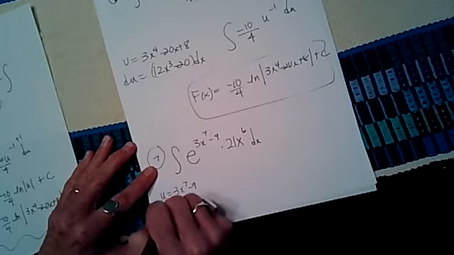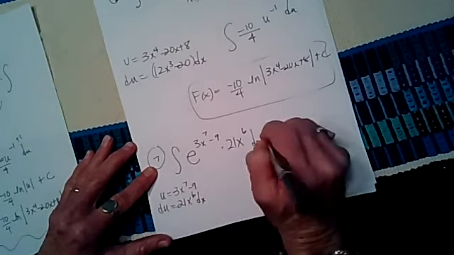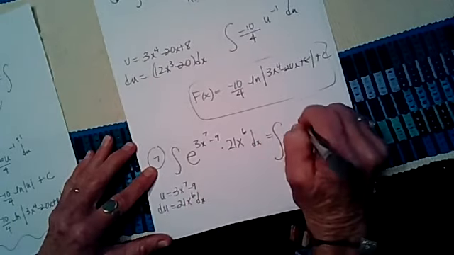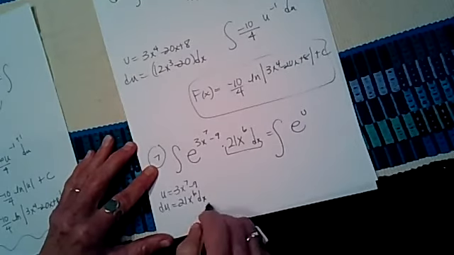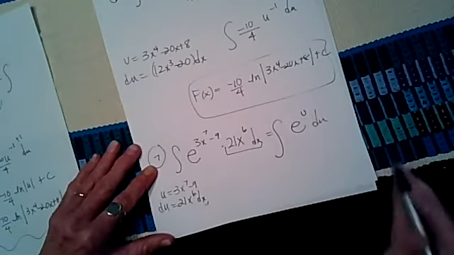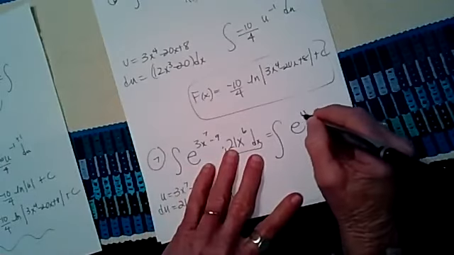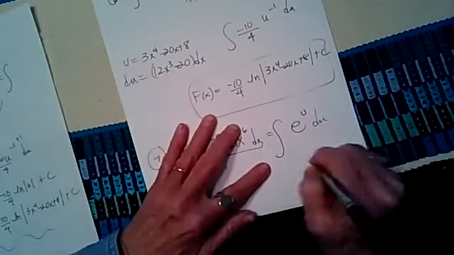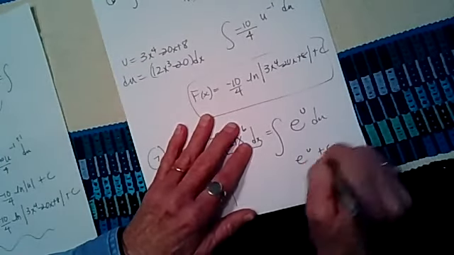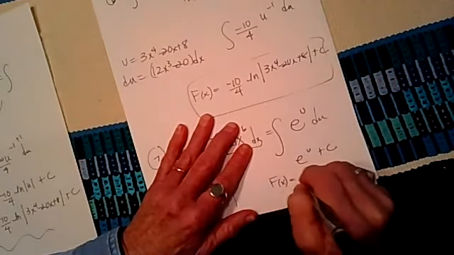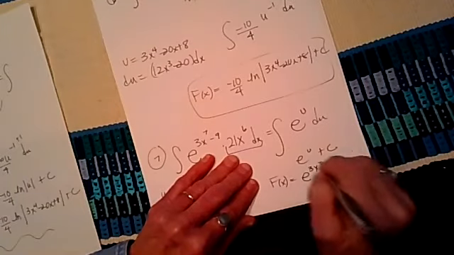And what's the derivative of u? 21x to the 6 dx. So when I rewrite this in terms of u, it's e to the u, and I need 21x to the 6 dx. Well, that's just du. So I have the antiderivative of e to the u, and it feels like you're not doing anything, but that's like e to the kx. It's just e to the kx divided by k, but it's e to the 1u divided by 1. So that's just e to the u plus c. So the antiderivative with respect to x is e to the 3x to the 7 minus 9 plus c.